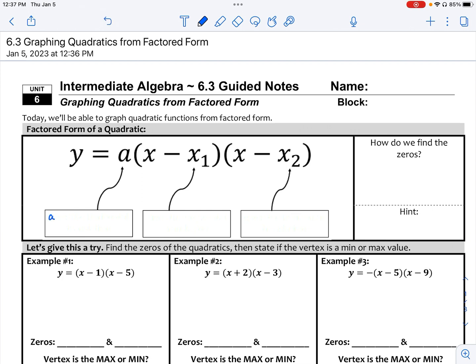So when a is positive, it's going to open up, which means it has a minimum. And when a is negative, it opens down, so it has a maximum.